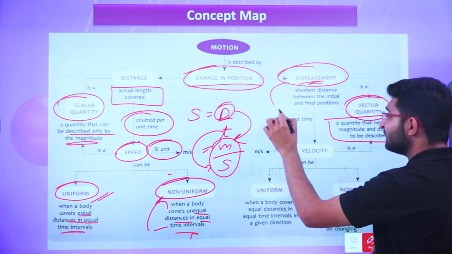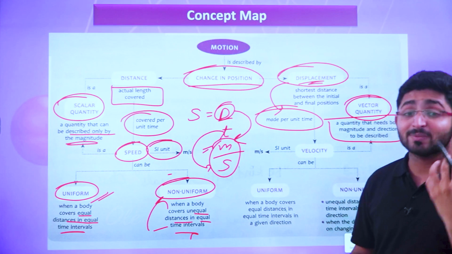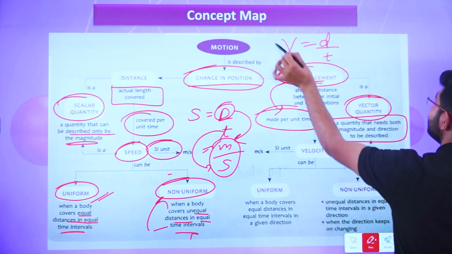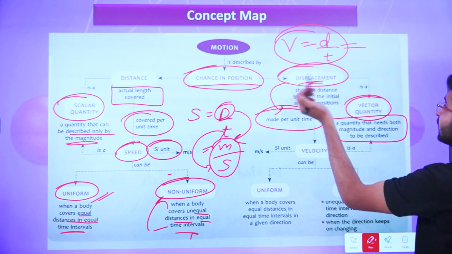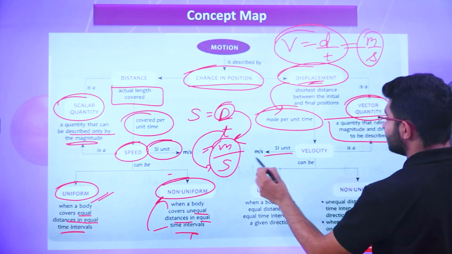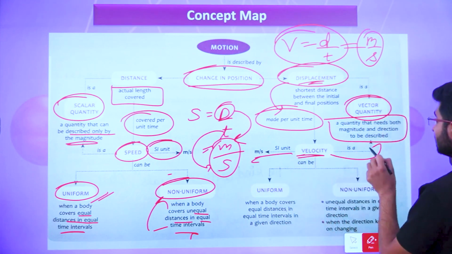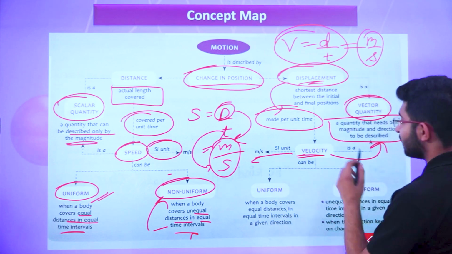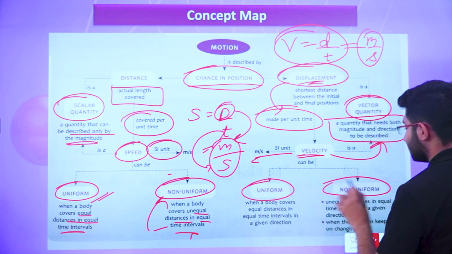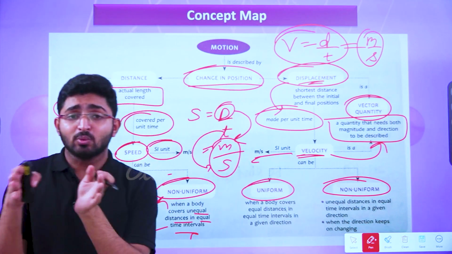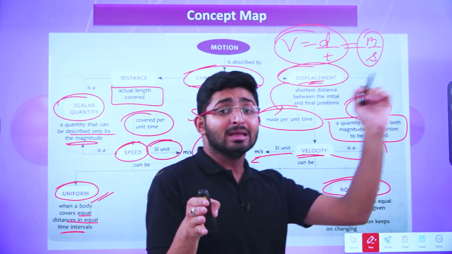Okay, displacement made per unit time is what? It is velocity. Why? Velocity is equal to displacement upon time taken, right? So the SI unit of velocity will be meter per second, again in a particular direction. So SI unit will be meter per second, and velocity is also a vector quantity because we are using the direction in this case as well. Okay, velocity can be uniform and non-uniform. Again, why? When uniform, the object will cover what? Equal distances in equal interval of time in a given direction.